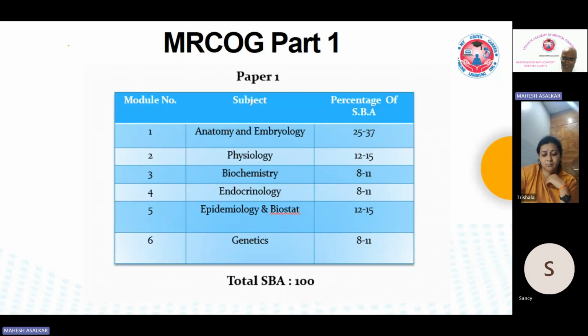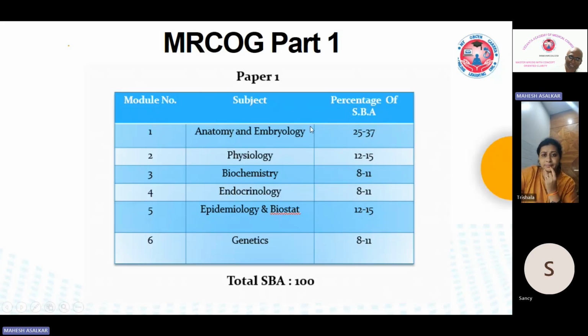So when you read the options, sometimes we do get confused. That is the importance of SBA. Paper 1 will have 6 modules. Anatomy and embryology, module 1, carries 30% of weightage, one third of the paper. So we have to devote maximum time to this particular subject.